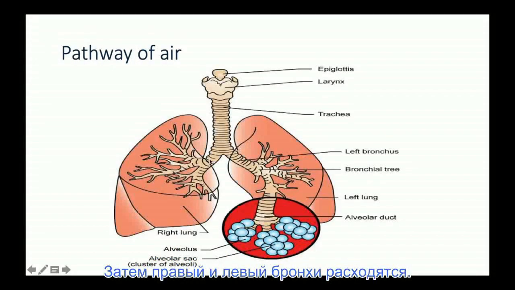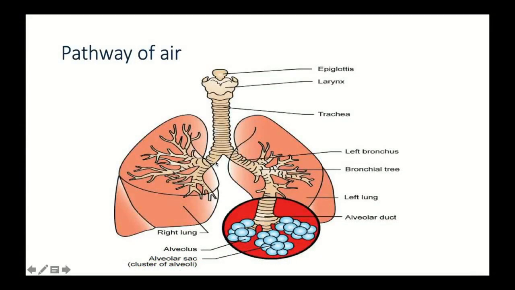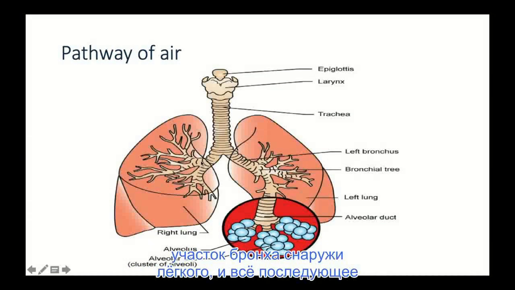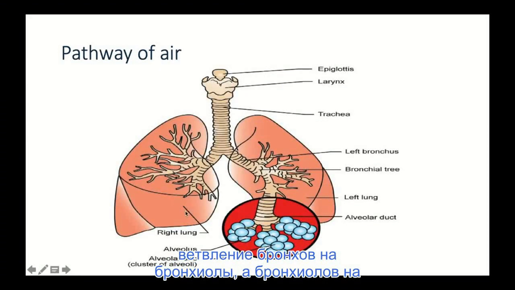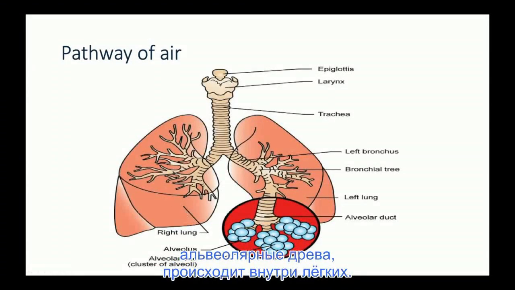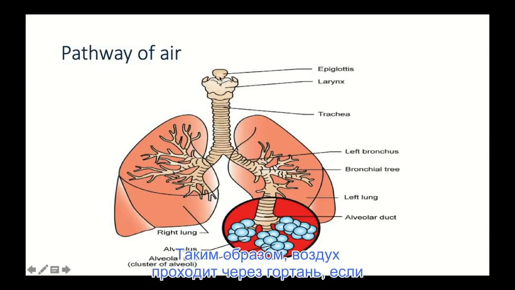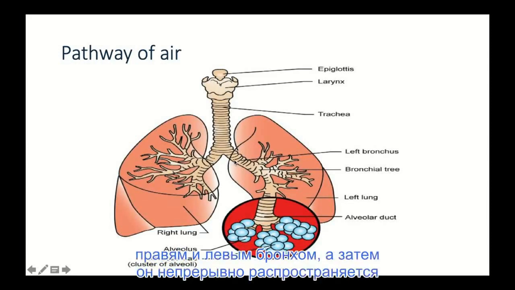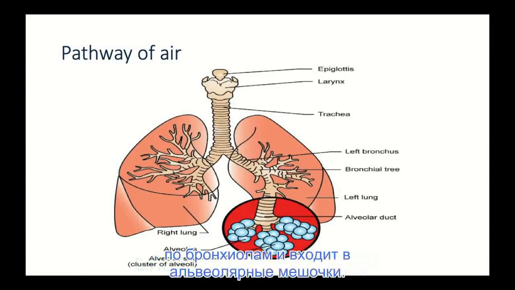And then we have the branching of the right and left bronchus. After they branch, there's a small portion that's outside the lungs, and then all of the further branching of the bronchi into the bronchioles and the bronchioalveolar trees, that's all within the lungs itself. So air comes through the larynx when the epiglottis opens into the trachea. It gets divided into the left and right bronchus, and then it continuously gets passed down through the bronchioles and enters into the alveolar sacs.